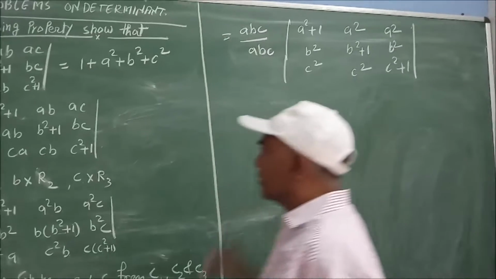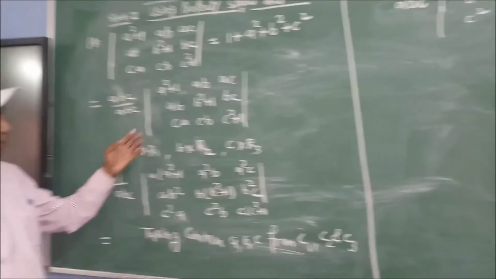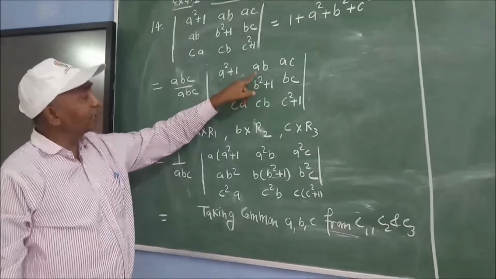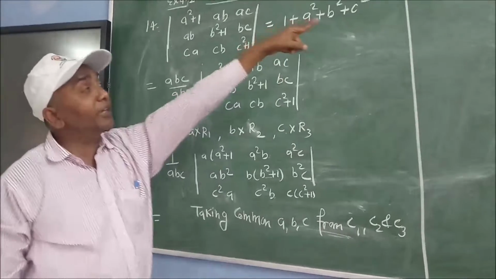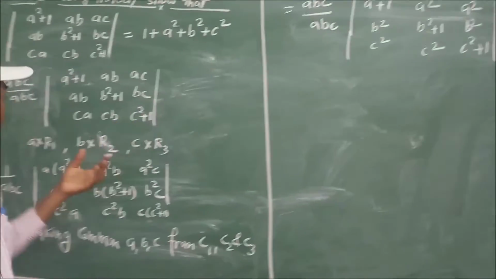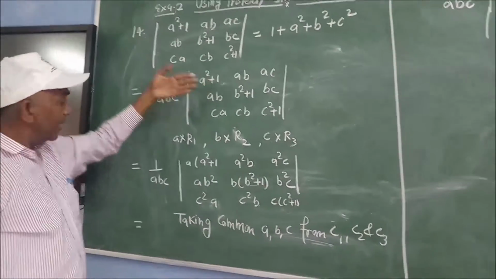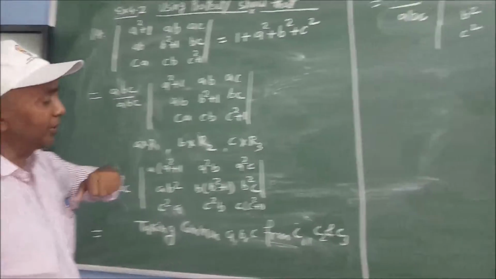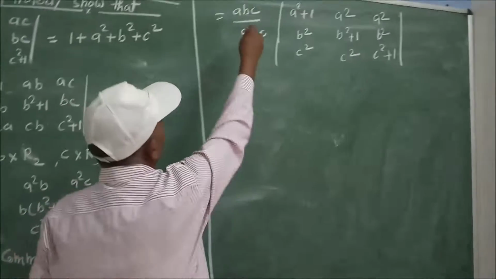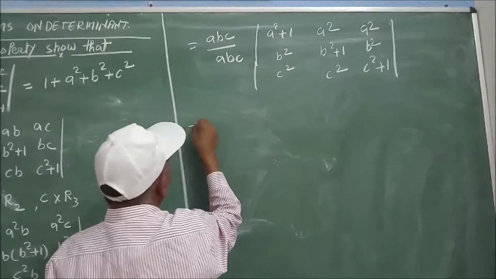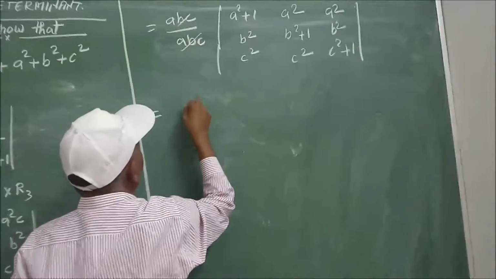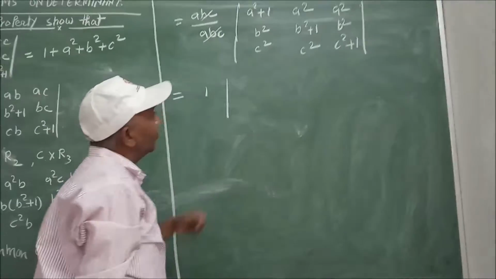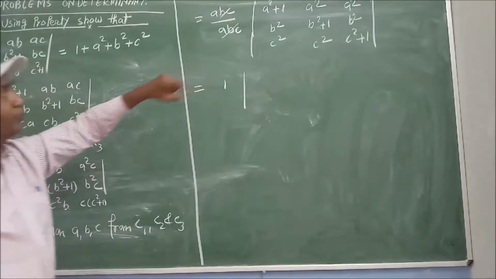So what is the change in the problem? See here, what is the change? Here the problem is given in terms of product of two terms, but it becomes a square of the terms by multiplying r1 and taking common from columns c1, c2, c3. So these two will cancel each other and you will get 1 into the determinant of. So watch here, what happens if you solve.